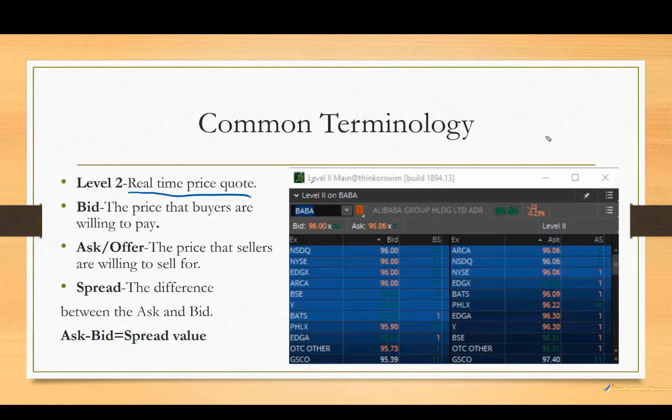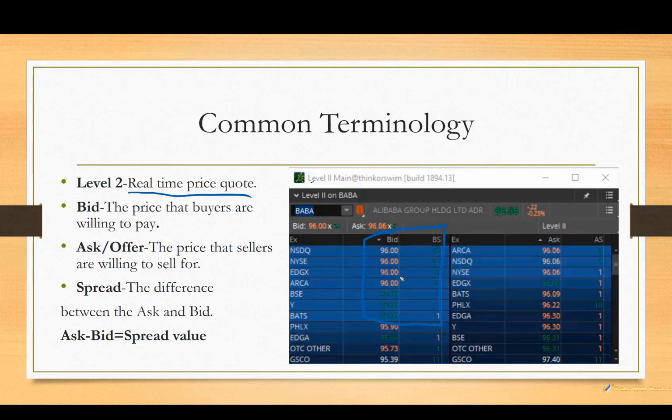Now, a Level 2 is a real-time price quote, and it gives us a lot of information about the stock. So right here, we're looking at Alibaba, BABA is the ticker symbol. And on the left-hand side of the Level 2, we can see that this is known as the bid. And the bid represents the buyers of the stock. So you can see here that we have quite a few buyers lined up here at $96. So that means that there's a lot of demand for Alibaba at $96.